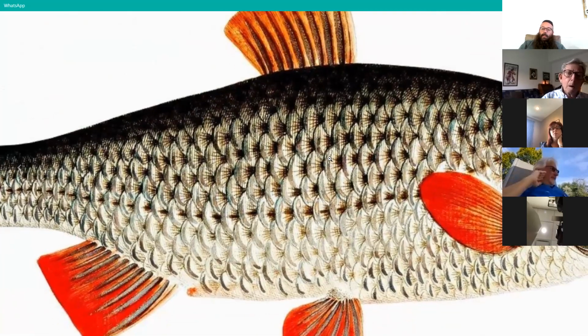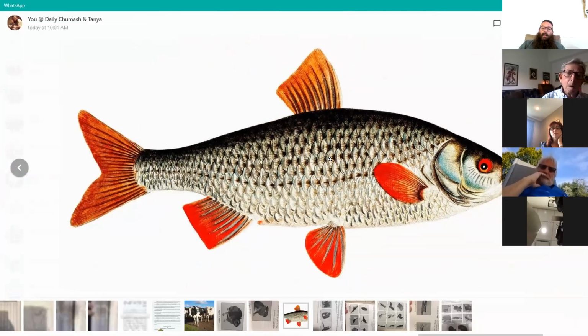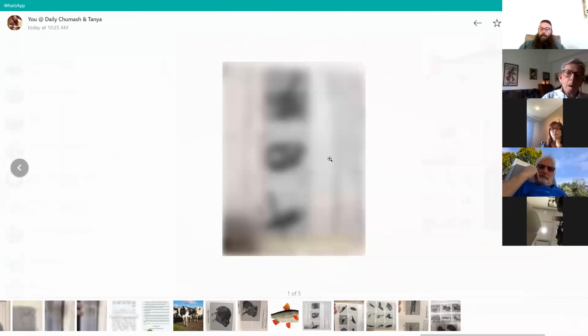The scales obviously are what you see, like a scale of armor. That is what Hashem said. Any of those things in the ocean that swim in the waters, that's what makes the fish kosher, as we'll see in today's Chumash.